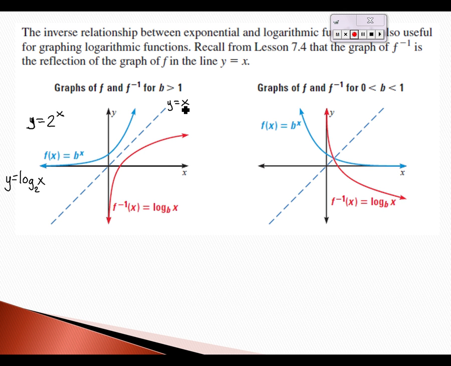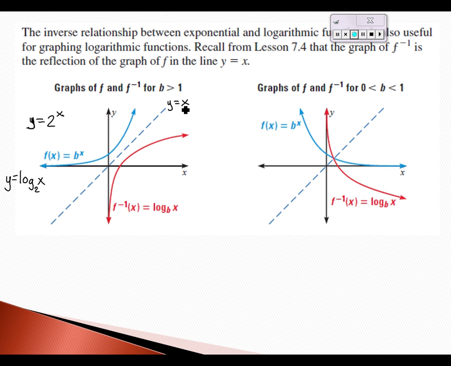Which makes me think, if we want to graph a logarithm, the exponential function always has a horizontal asymptote, doesn't it? Well, what do you think a logarithmic function will always have? It'll always have a vertical asymptote. Normally, we have a horizontal asymptote on the exponential function, y equals 0. On the logarithmic graph, we always have a vertical asymptote, x equals 0, or wherever it might shift to.